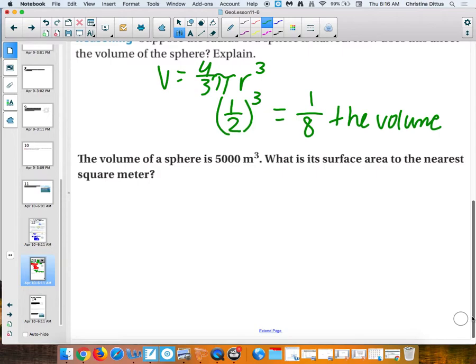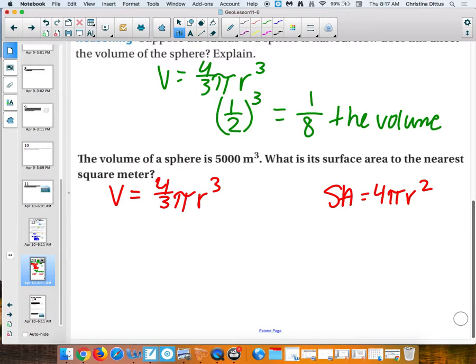Volume of a sphere is 5,000 meters cubed. What is the surface area to the nearest square meter? So 2 equations we got going on. We got volume. What's my equation for volume of a sphere? 4/3 pi r cubed. What is my surface area formula for a sphere? 4 pi r squared.